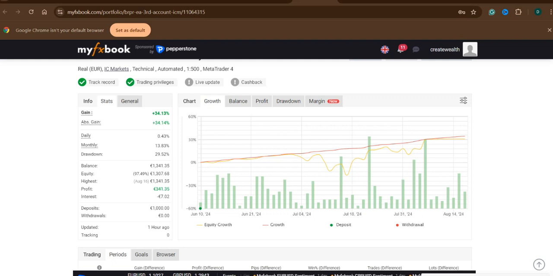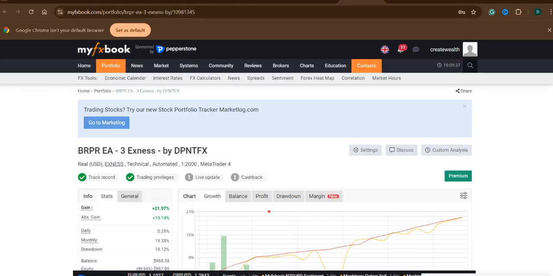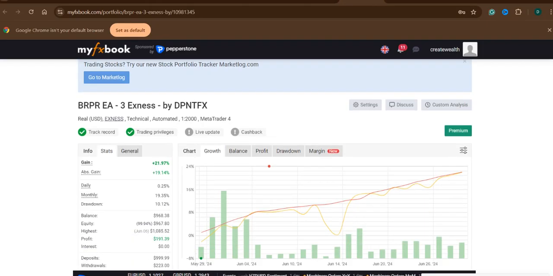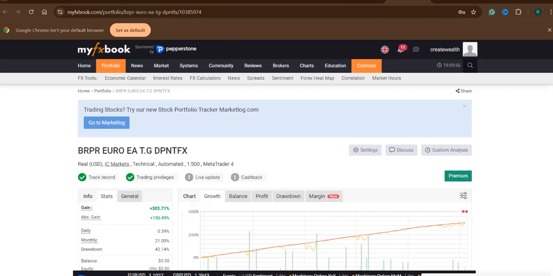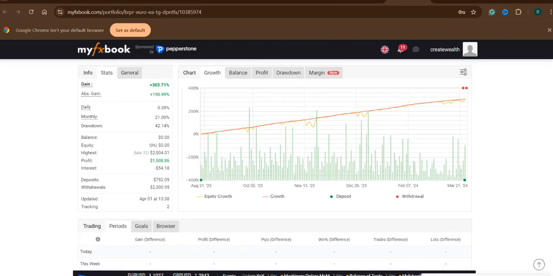Maybe I can show you the statistics of a couple of other accounts that we traded earlier. This is between June and August. And this one we traded for just a month, I guess, May 29 till 1st of July, so it is just 1 month between May and June. And this is the old account that we traded since last year from 21st of August till 21st of March. The maximum drawdown was around 42.14% and the monthly was around 21%.